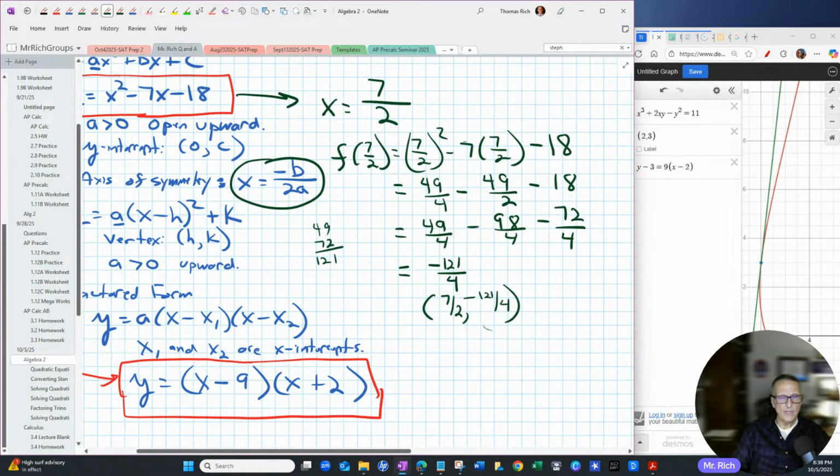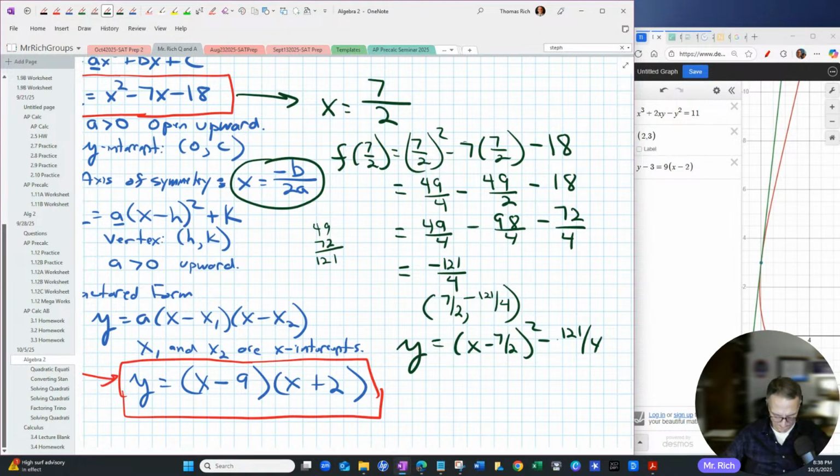Like that. That means I could plug that into the equation and it would look like this. It would be y is equal to, my a is 1, so we'll say x minus 7/2 squared minus 121/4. And that would be the equivalent form.